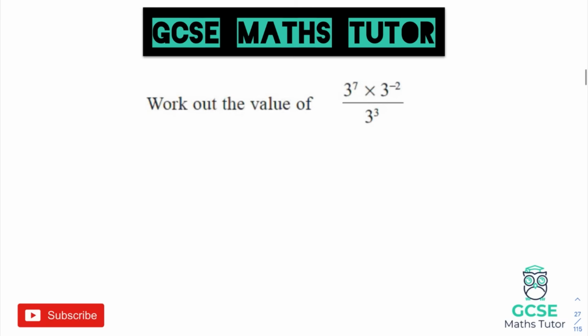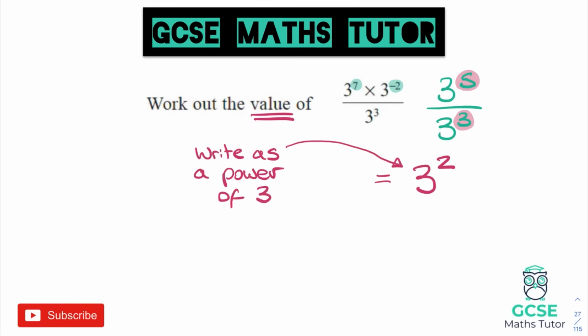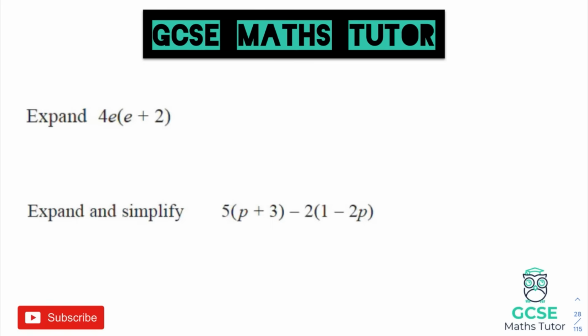If you have something slightly harder like this, don't forget you need to tidy up the top first by adding those powers and being careful with negatives, and then you can focus on the division if it is written as a fraction. If it says write it as a power of 3, then we could leave it as 3 squared like this, but if it wants a value, you have to write the actual number of that power.